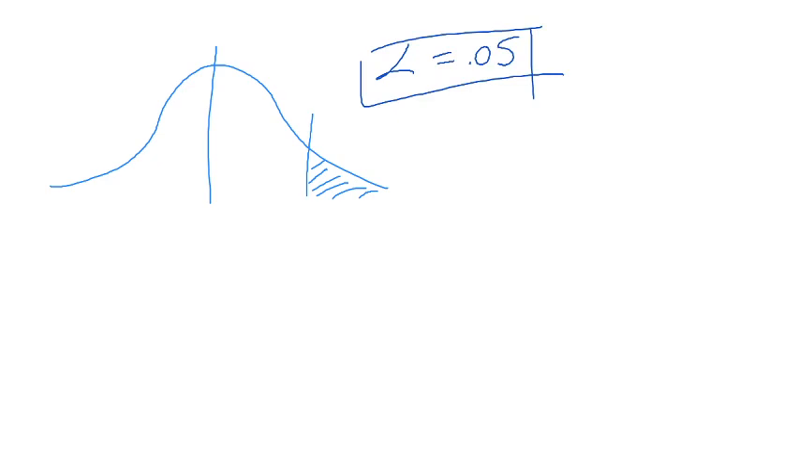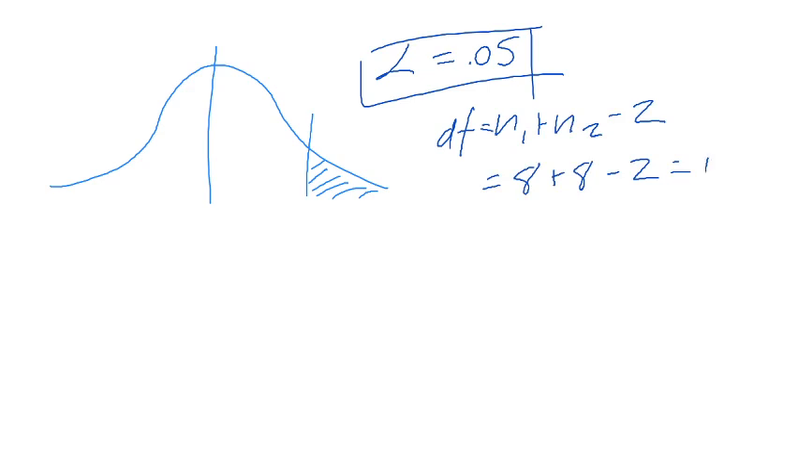We also need the number of tails. This is one tail. And then we need degrees of freedom. Remember, degrees of freedom looks something like n1 plus n2 minus 2. In this case, we have 8 in each group minus 2, so we end up with 14. All right, so 14 degrees of freedom, alpha of 0.05 on a one-tailed test.